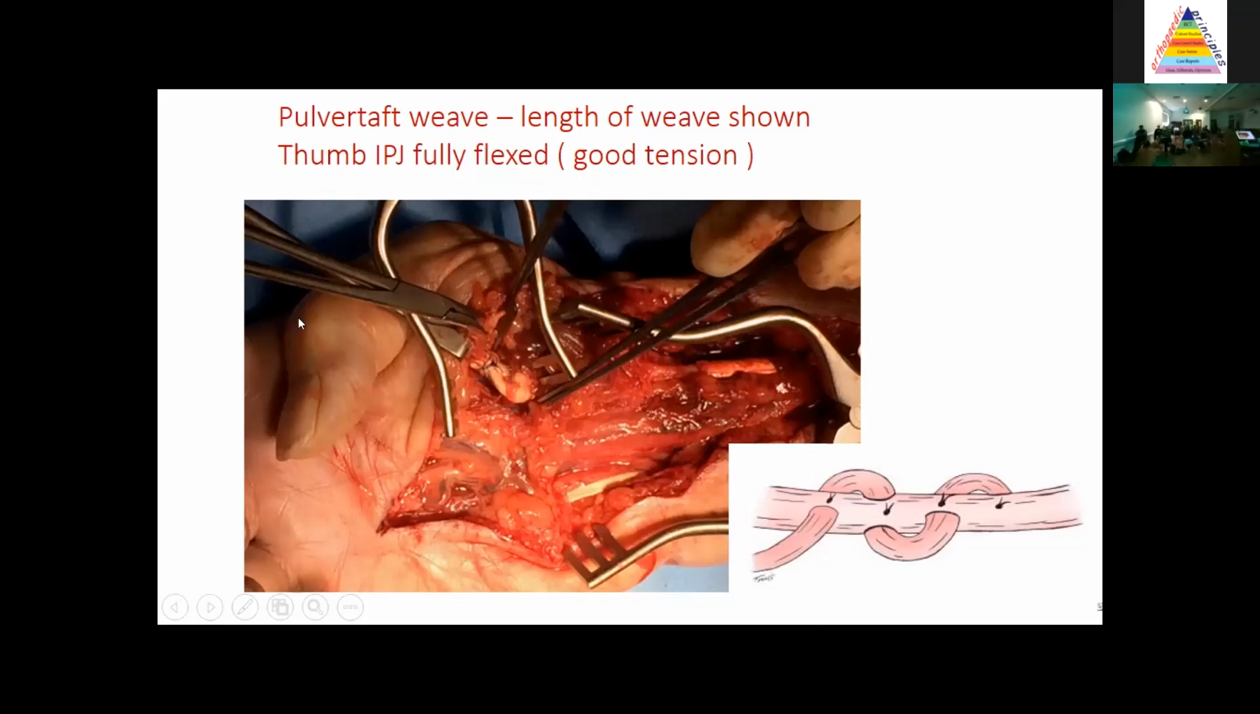So you do 2 stitches, you check if it's like this, you're happy, then you do 4 weaves, and then you cut the remaining tendon if you have any length left. Yes? So that's one thing.